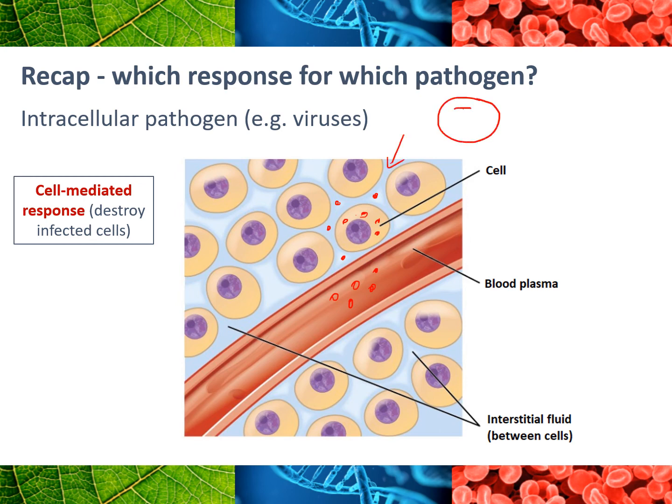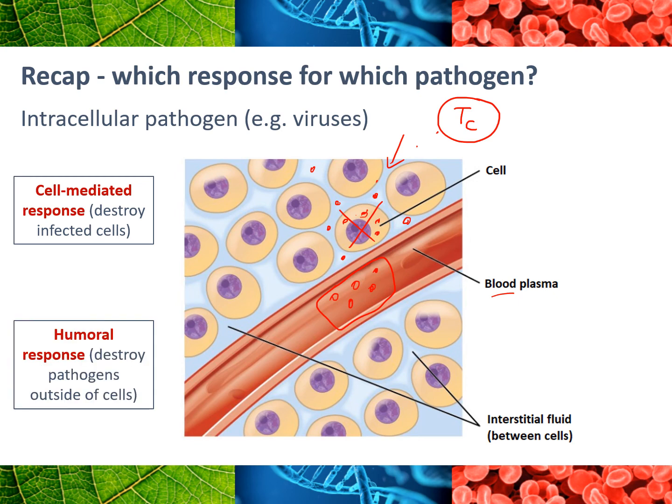cytotoxic T cells traveling to these cells and releasing perforin that will basically destroy these cells. We'll get them to lyse, and those virus particles will then be released out into the space around. So we know we have that cell-mediated response. But we still need to get rid of these viruses, don't we? The virus particles that are outside the cells or in the blood plasma, they need to be destroyed. So then we will also have the humoral response to target those pathogens that are outside of the cells.